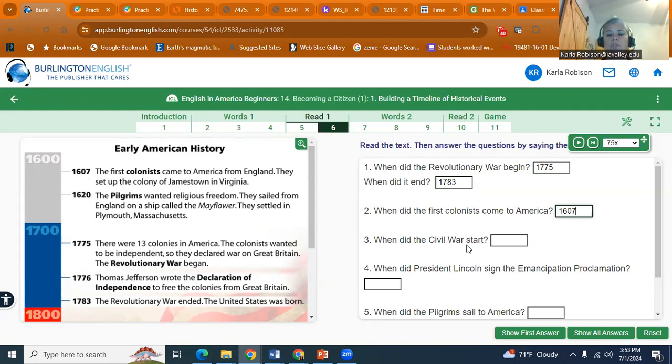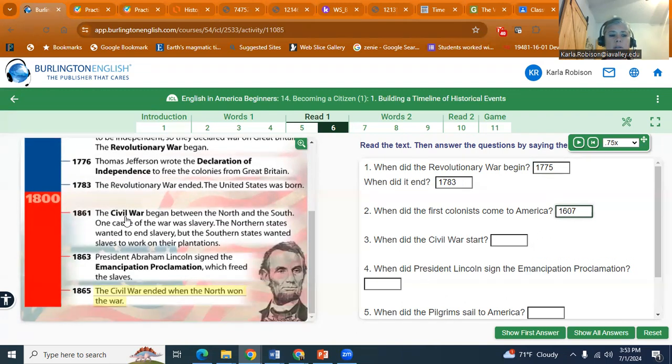When did the Civil War start? My keyword, Civil War. So I'm going to go down through here until I see Civil War. When did it start? Well, Civil War began, and going right across the way and looking at the year, 1861.